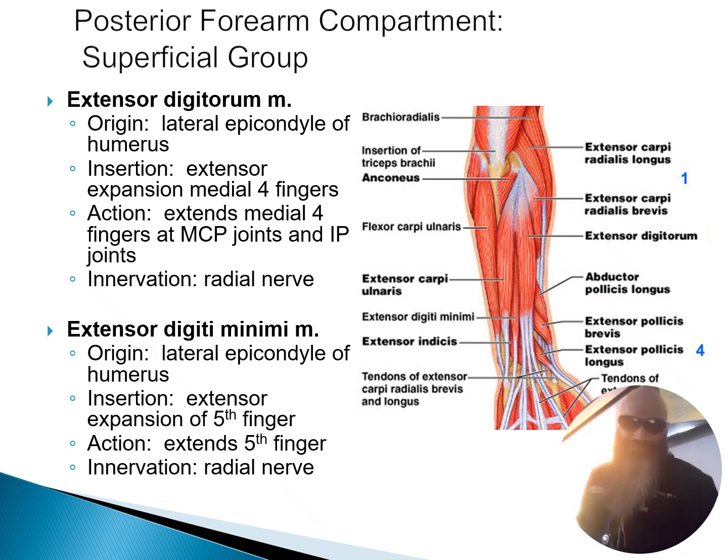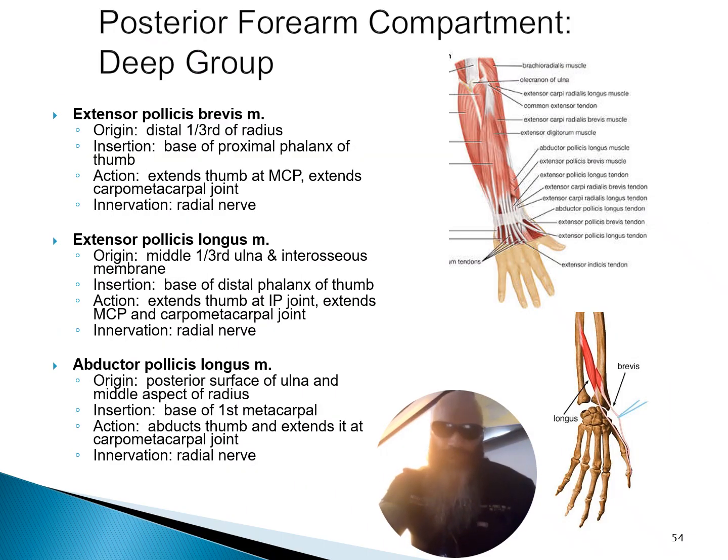Extensor digiti minimi, so basically it can extend your fifth finger or small finger, okay? All right, pollicis means thumb. So the extensor pollicis brevis muscle is going to extend the thumb, so it's going to give you a thumbs up. Remember, is there a middle phalanx in the thumb? No. So this joint here is your metacarpophalangeal joint. This motion here is what your extensor pollicis brevis is doing.